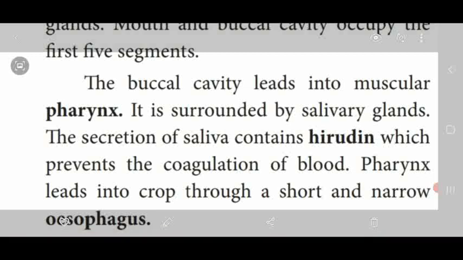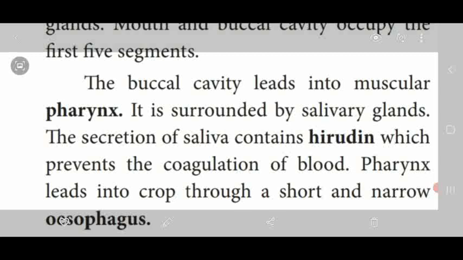After that, the buccal cavity leads into a small tubular structure called the pharynx. This pharynx is also made of muscular substance. On either side of the pharynx are the salivary glands, which arise from the openings of the papillae. What do salivary glands mean? We call it saliva. In our mouth also, we secrete a liquid substance called saliva, and the salivary glands secrete the liquid substance.